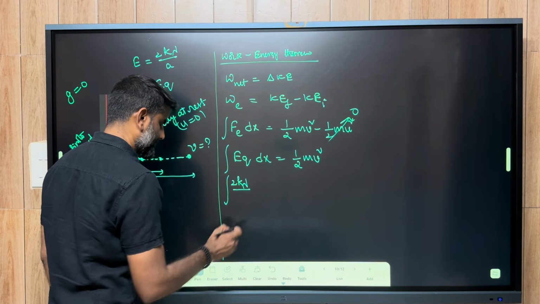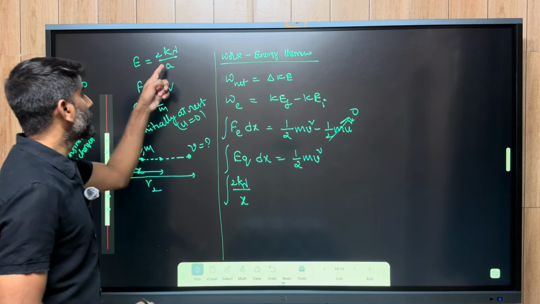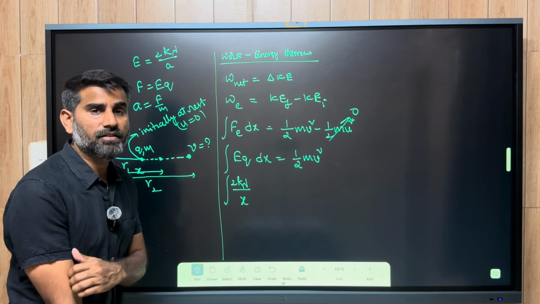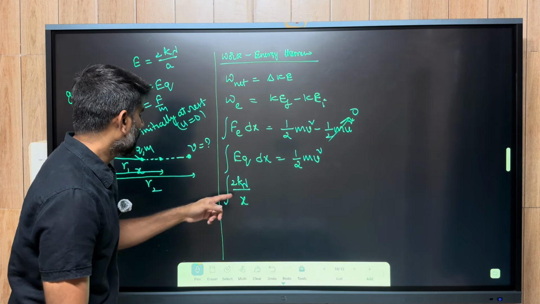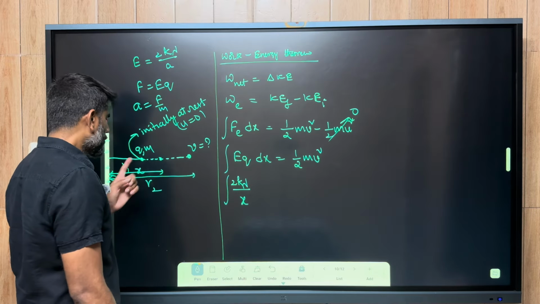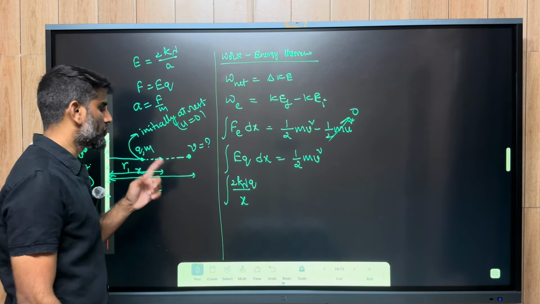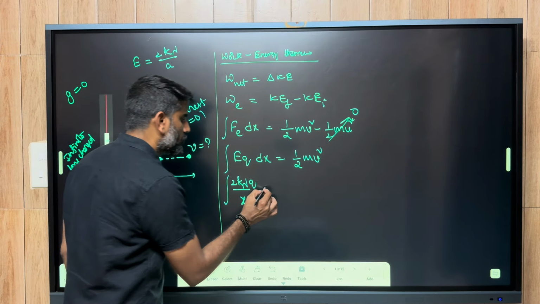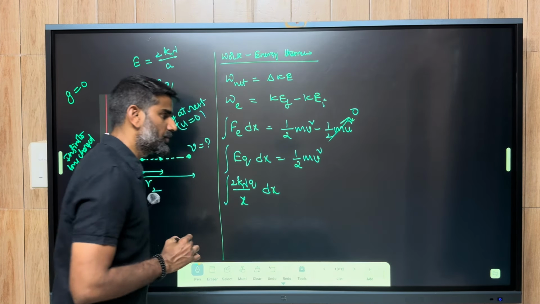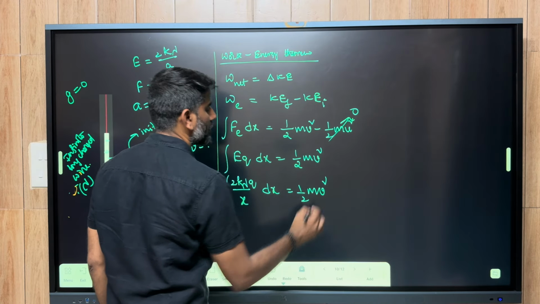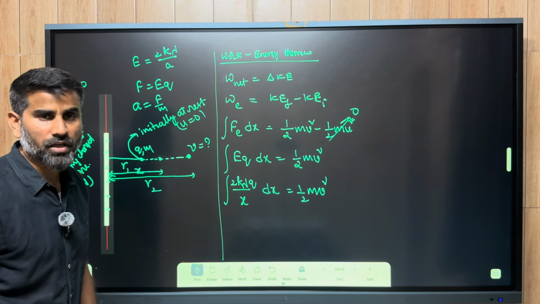2k lambda by x. Instead of taking a, I've taken x because I'm considering the distance as x. Into q, E I have already written into q. Force into dx is equal to half mv square.